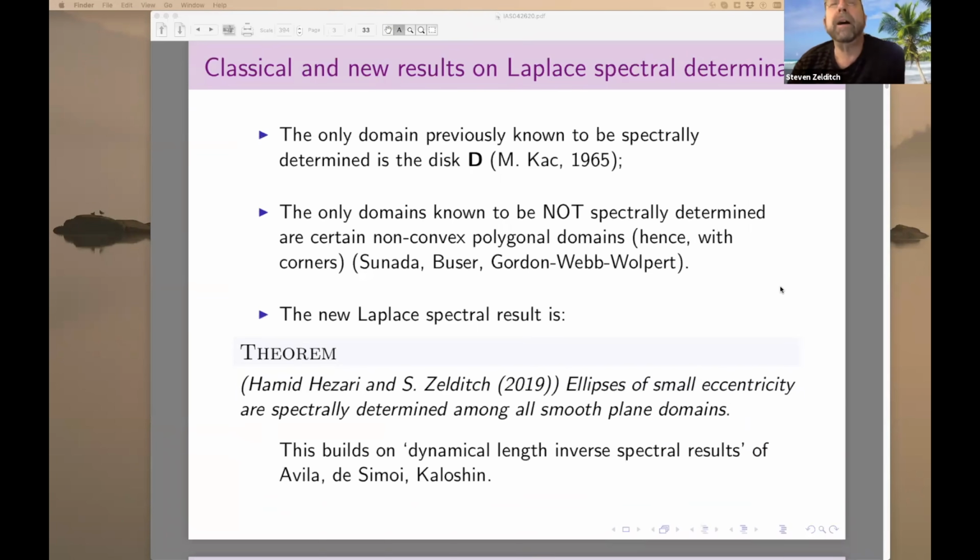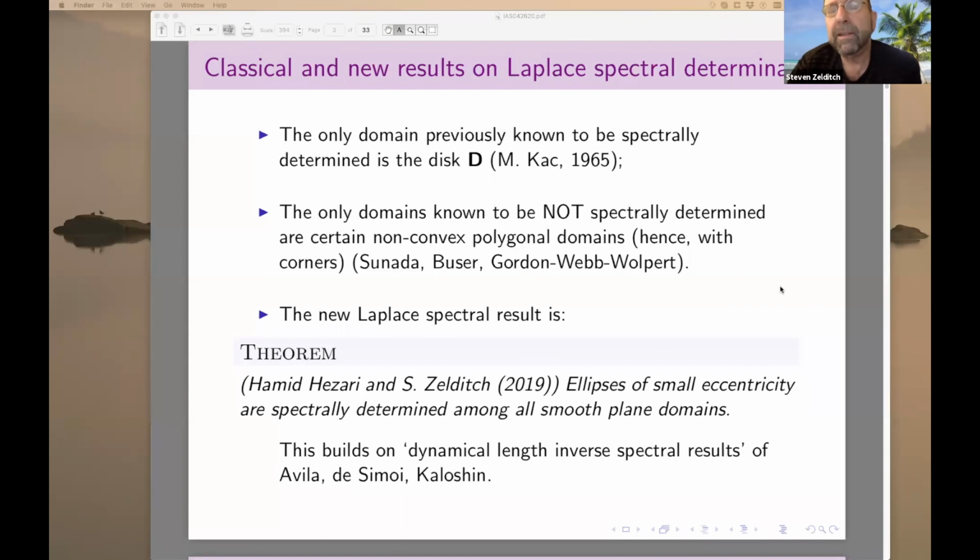Up until this time, up until my talk, the only domain which was proved to be spectrally determined, that is, the only domain determined by its eigenvalues, was the disk. That was proved by Kac in 1965 in the paper where he stated the problem. There are domains which are known not to be spectrally determined. There are at least 2 domains with the same Dirichlet eigenvalues, but they're convex polygonal domains, so they're not smooth bounded plane domains in the sense of this talk.